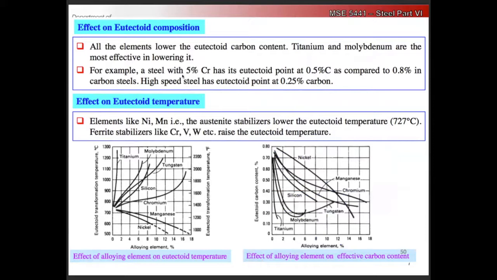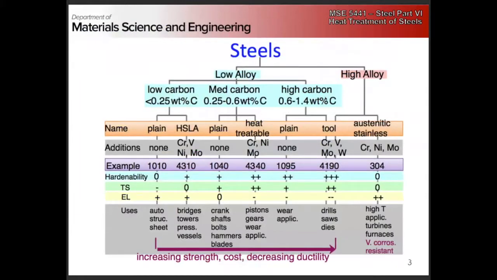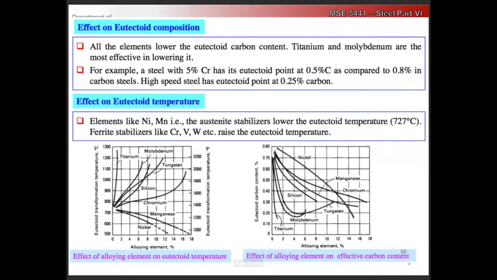But if we have a steel with 5% chrome, it has a eutectoid point of 0.5 compared to a 0.8% eutectoid point for plain carbon steels, right? High-speed steel, which is a tool steel, right? So high-speed steels fall under these type of compositions, right? The eutectoid point is shifted all the way over to 0.25%. So that's the eutectoid composition.